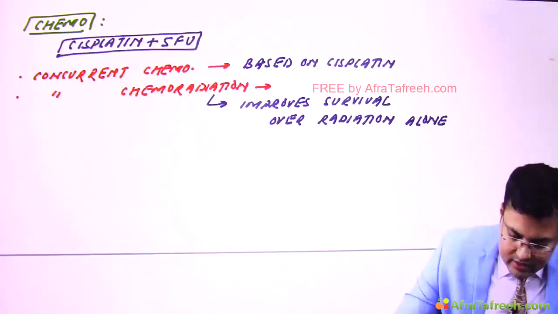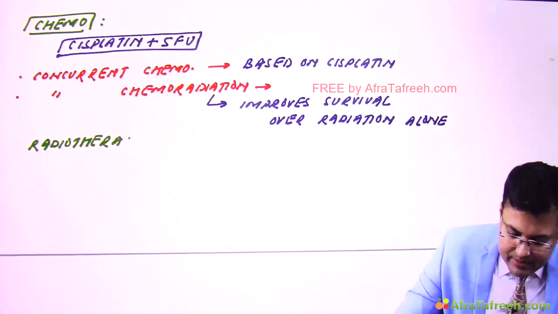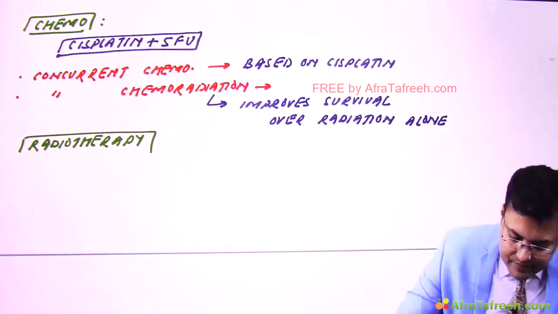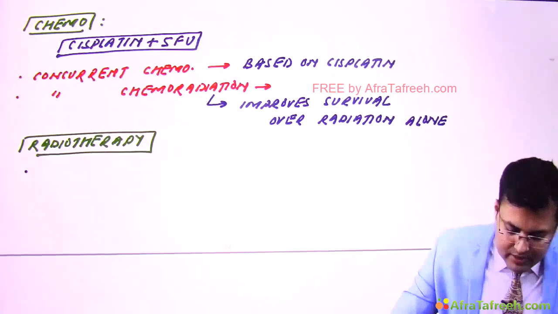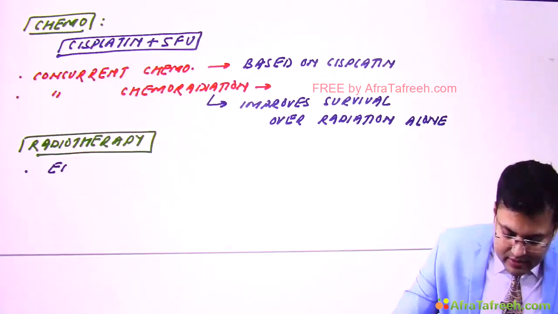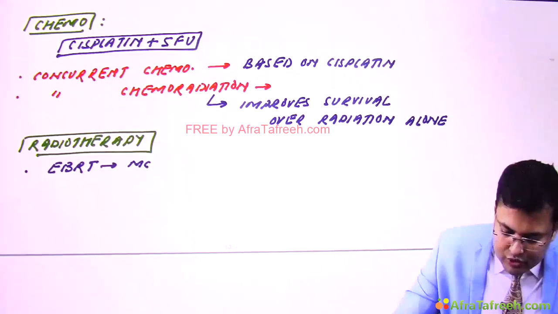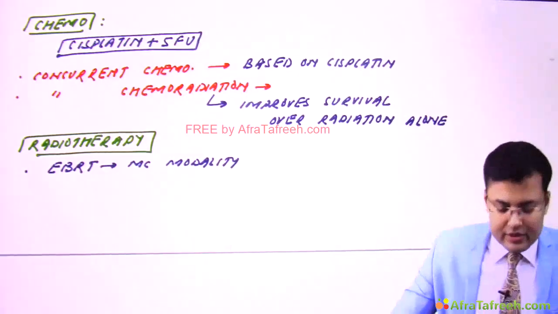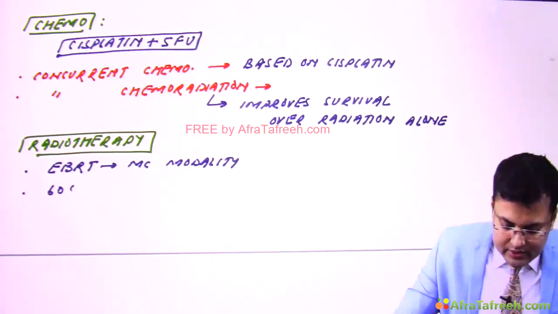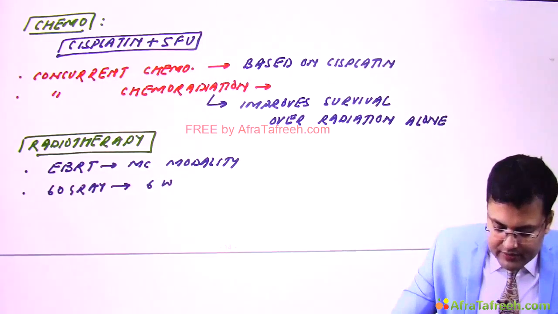So see, the radiotherapy. Important points related to radiotherapy in C oral cavity. First, most commonly used modality. So it is external beam radiotherapy. This is the most commonly used modality. Clear? Second important point, what's the dose? 60 gray. And this 60 gray, it's given over a period of 6 weeks.